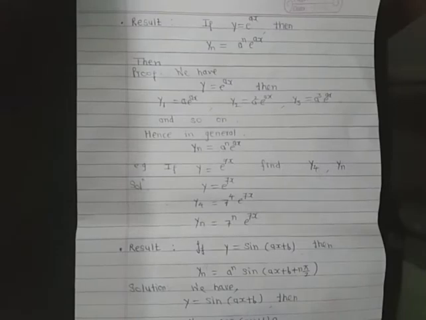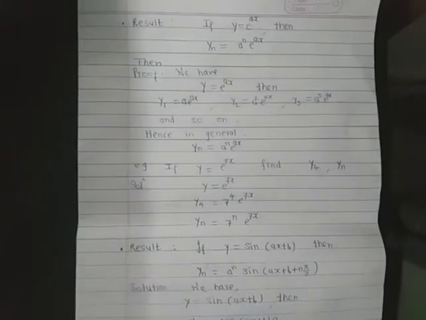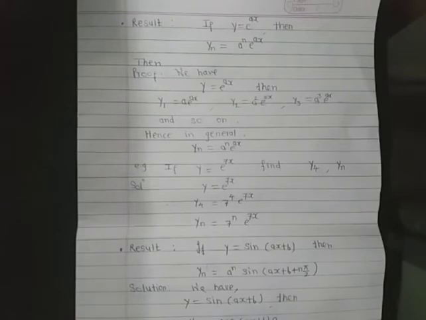Let us see the solution of this example. We are given that y equal to e raised to 7x. To differentiate, we use the direct result. We have the result yn equal to a raised to n e raised to ax. Put n equal to 4, so that we get y4 equal to a raised to 4 e raised to ax, where a is 7. So that we get y4 equal to 7 raised to 4 e raised to 7x.